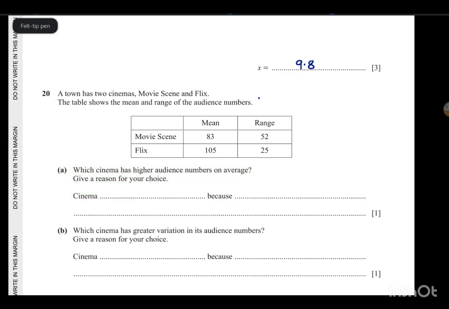So now the average is always related to mean, median and mode. So the mean is given as 83 and 105. So 105 is more. So which cinema has the maximum average? That is Flicks. So Flicks is the answer. Cinema Flicks, because the mean is greater than the mean of Movie Scene.